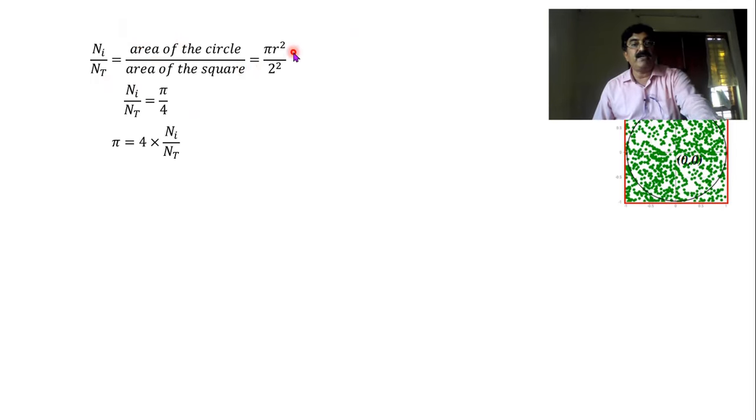Area of the circle is pi r square. Area of the square is 2 square. R is anyway 1 meter. Therefore, it is pi by 2 square, because the side length I told you to take as 2.